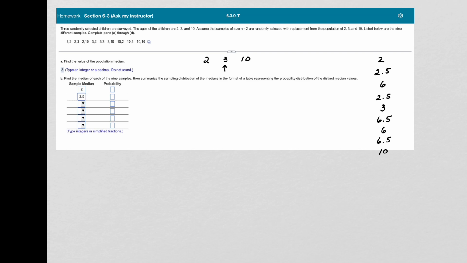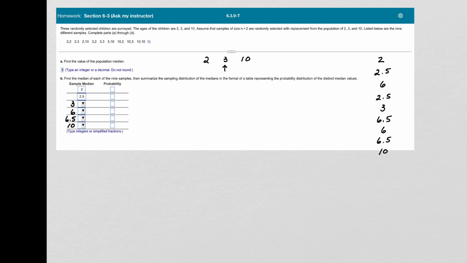All right, so our smallest value is 2. That's our first sample median. The second sample median is 2.5. The next one after that is going to be 3. And after that, we have 6. And then 6.5 and 10. So when you're doing this in MyMathLab, it's going to give you a drop down, and they're always going to go in order from small to large. Mathematically, we wouldn't need to do that, but for MyMathLab, that's what we need to do.